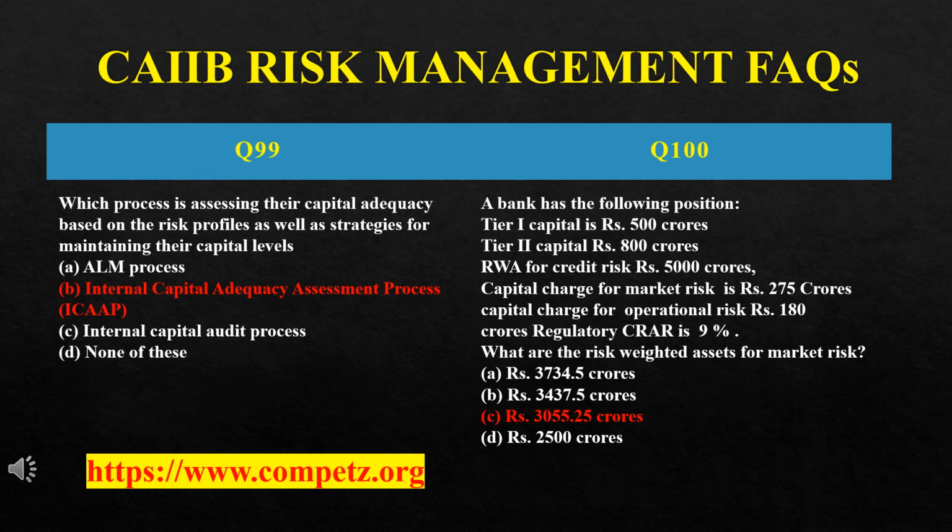So risk weighted assets for market risk is equal to the capital charge for market risk, 275, multiplied by the answer which we received now, 11.11. So the answer will be rupees 3055.25 crores. So the answer is C, 3055.25 crores.